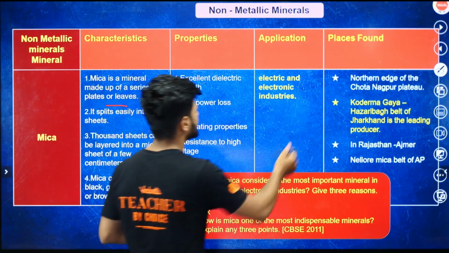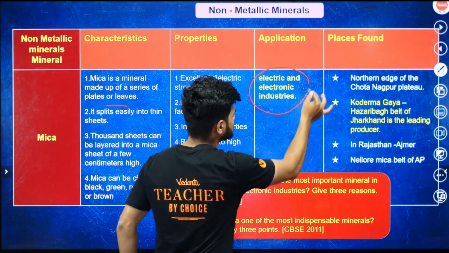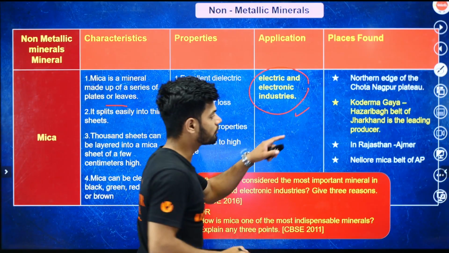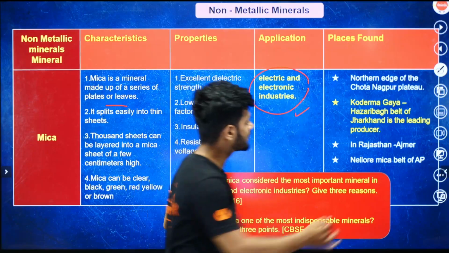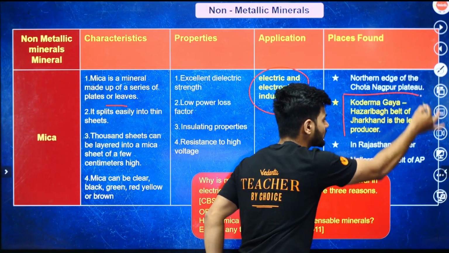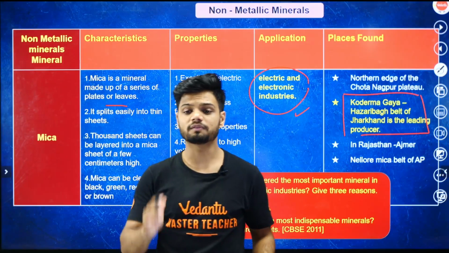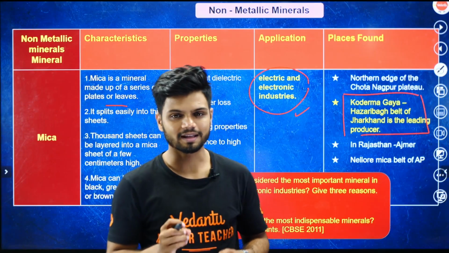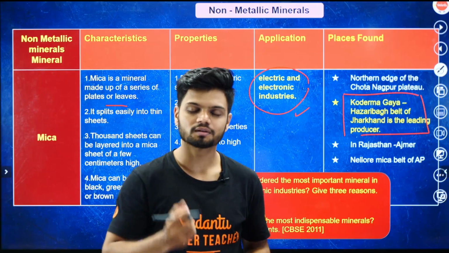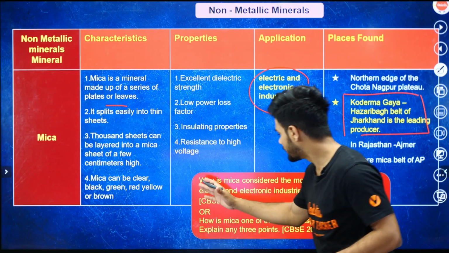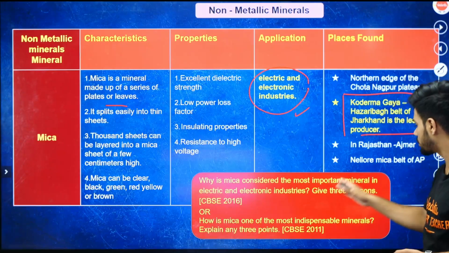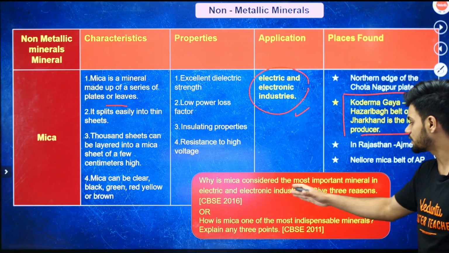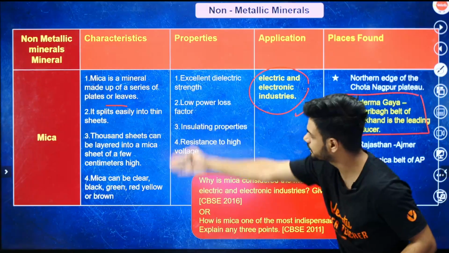Now, what are the applications? The electric and electronic industry. The places where it is found are again very important. Remember, students, wherever I have highlighted in yellow, that is going to be very, very important to you. Now, can this be asked as a question? The answer is yes. For example: why is mica considered the most important mineral in the electric and electronic industry? All its characteristics.